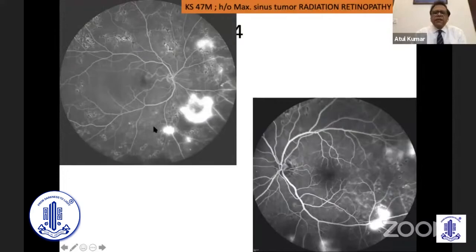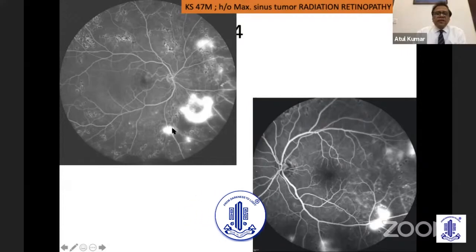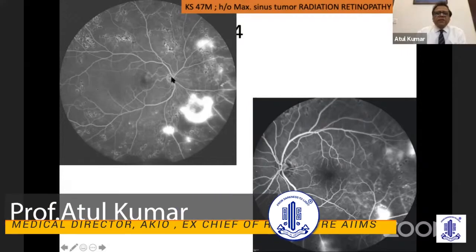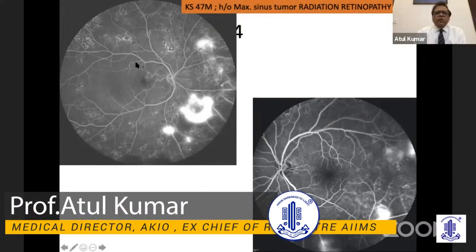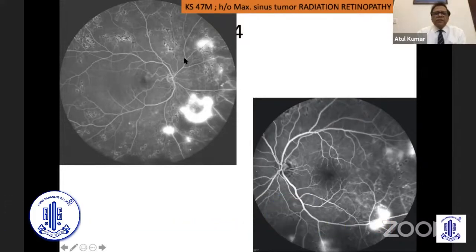So this is a patient of radiation retinopathy, maxillary sinus tumor, who had come to me about 3 months back. So we could see the extent of neovascularization on the nasal side. So often we take the pictures on the macula and disc. So probably the nasal side is also very important to see with all the fundus patients. And we saw all these changes and we treated the patient.